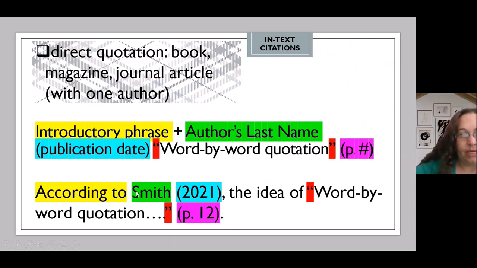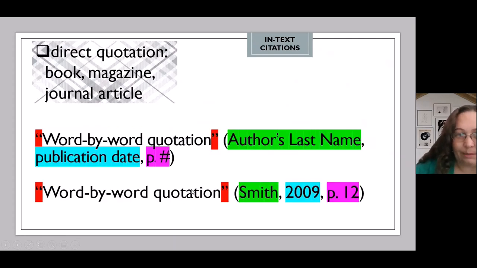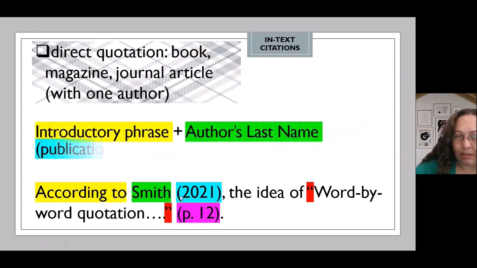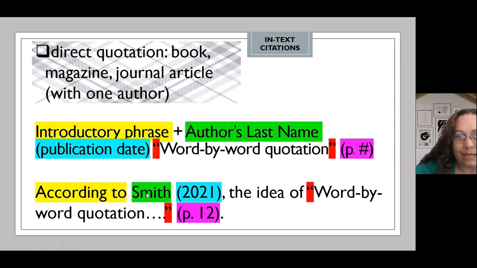Pay attention. The author is always going to be accompanied by the date of the publication. They never get separated. Should the reference to the source appear at the end of the sentence in parentheses, as in the previous example, or should it appear as an introductory phrase at the beginning of the sentence? The last name of the author is always accompanied by the publication date, and the publication date is always going to be in parentheses. Same thing with the page number, because this is a quote, and we need to make sure that everybody knows that I am not coming up with my own formulation, but I have taken this word by word from the original text. And this is when we have only one author.